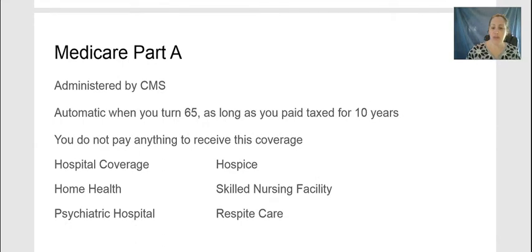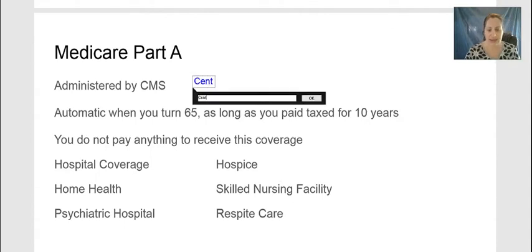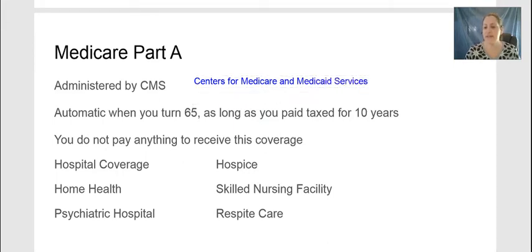So, Medicare Part A. It is administered by CMS, Centers for Medicare and Medicaid Services. This is the federal agency that runs Medicare and Medicaid. This is an agency located in Washington, D.C. Medicare Part A is automatic when you turn 65. You get it automatically. You don't pay anything to get it.